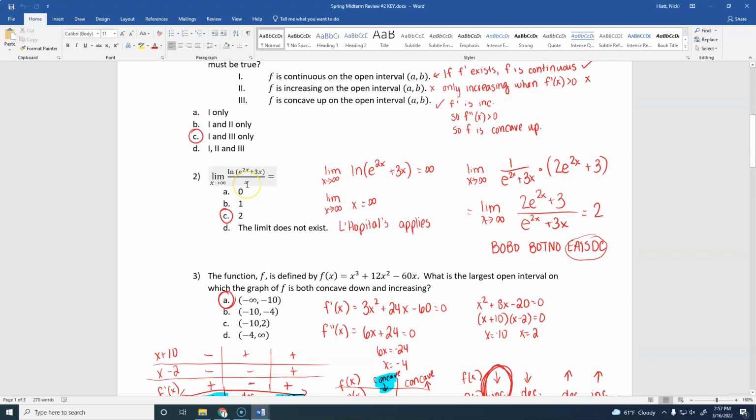So it'd be 1 on the bottom? Yes. And then e to the 2x plus 3x times the derivative of that, which is the derivative of e to the 2x is e to the 2x, except you have to multiply it by 2 because of the chain rule. And then the derivative of 3x is 3. And so this ends up being a ratio of e to the 2x over e to the 2x. The exponents are the same, so you just divide your coefficients.